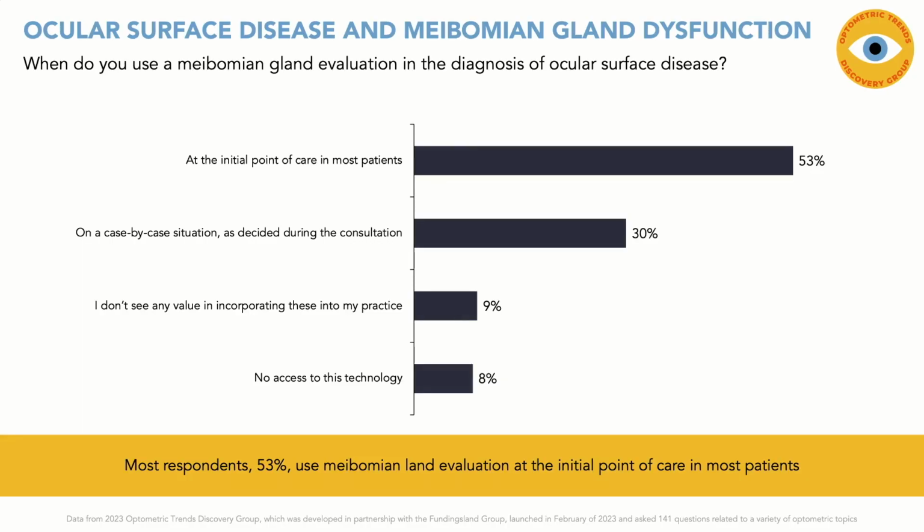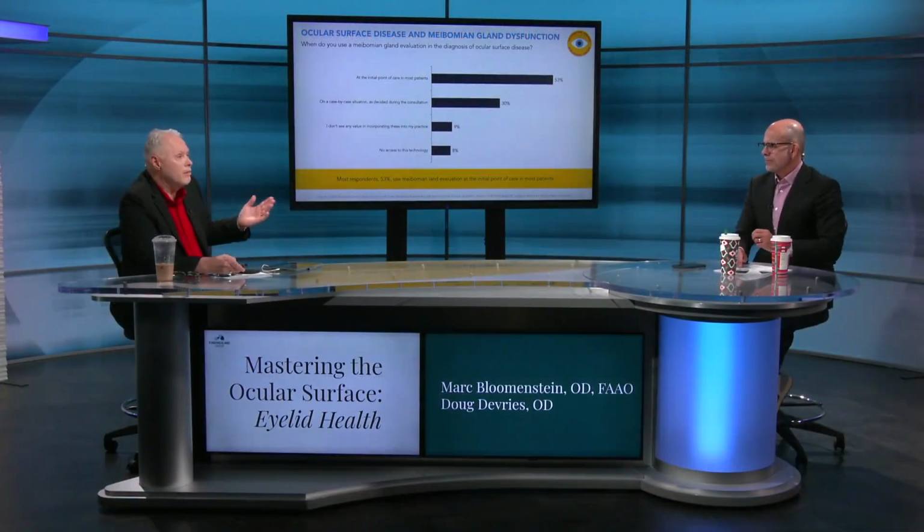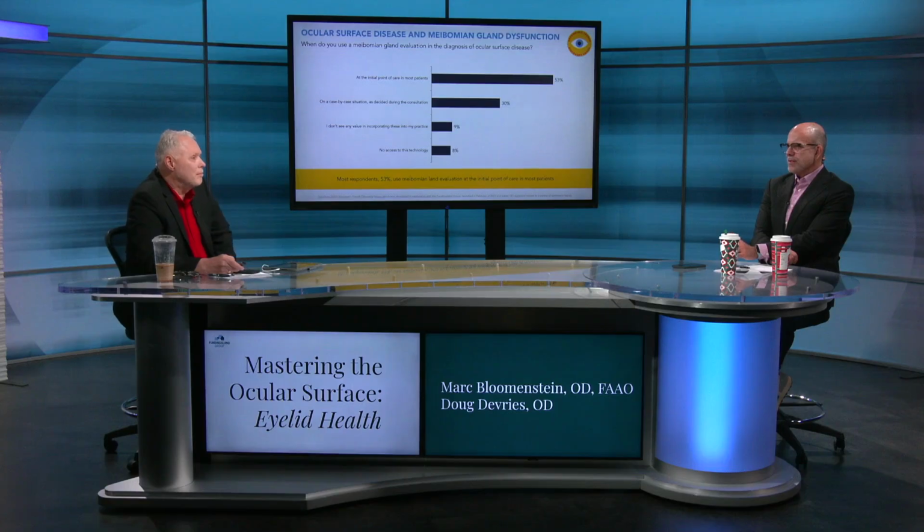Nice. Ooh, more digital trends. What do we got from those optometric trends? Well, what we're looking at is when do you use a meibomian gland evaluation in the diagnosis of ocular surface disease? So about 53% said they do it at the initial point of care. How do you do it, Doug? When that patient comes in, if they are at a 6 or above, they get osmolarity, inflammation, and meibography. So you do it on a case-by-case basis, differentiated by the SPEED test.